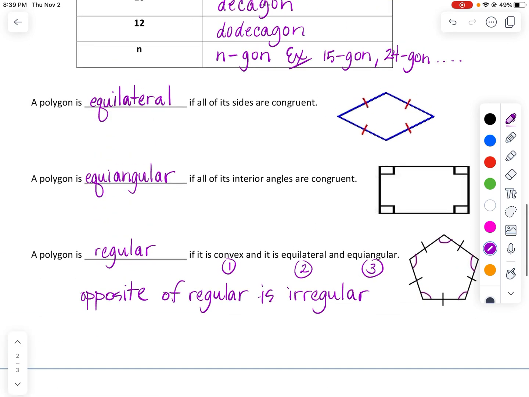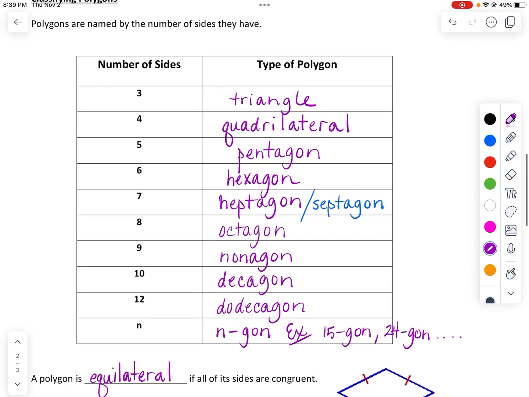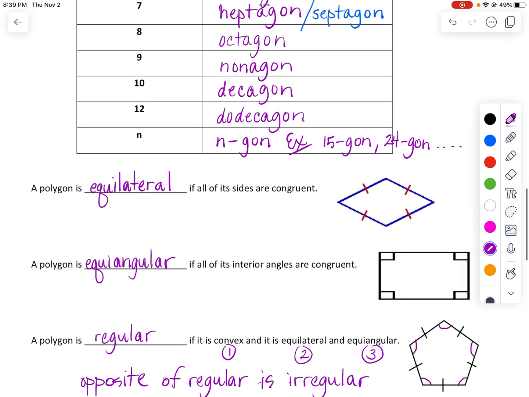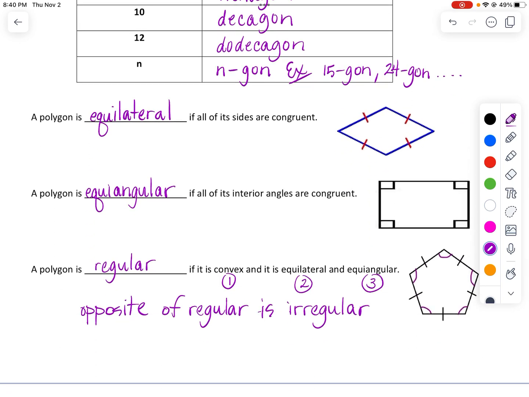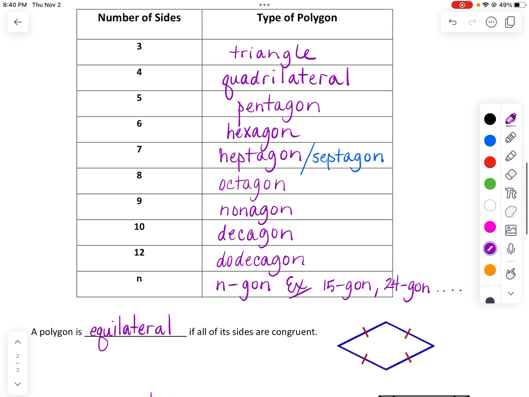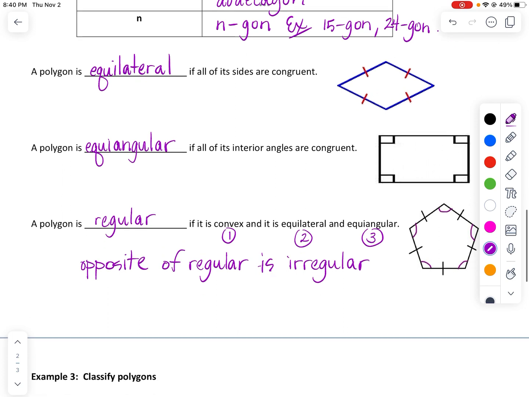All right, so there are a lot of vocabulary words on this page. I'm hoping that the number of sides in that table, you know many of those, so there shouldn't be a lot of memory work there. You already know equilateral and equiangular from triangles, and so we have the word regular added at the bottom. So even though it looks like a lot on this page, I'm hoping you know many of those words.